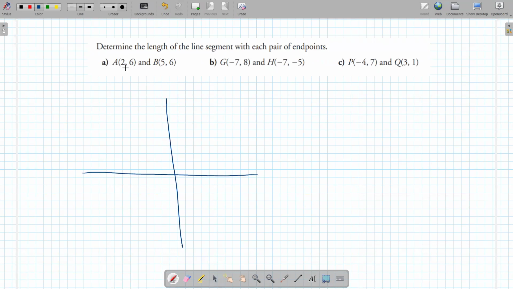Like for example, here, this one, A is (2, 6), and B is (5, 6). And this is our line segment that goes from A to B. What's the length of this line segment? The y values are the same, but the x values are different. So we just went 3 units to the right. Therefore, the answer is just 3 units.